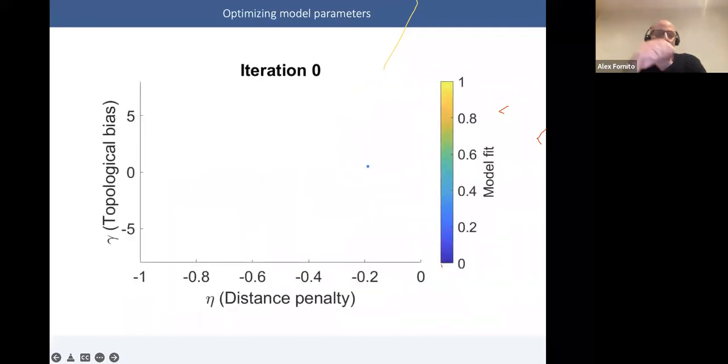Now, recall earlier I said that we've got some free parameters that are fitted to the data. So we've got the eta parameter, which determines the length scale of the exponential penalty, of the distance penalty. And we also have this gamma parameter here, which is the topological bias, so the bias for forming functionally valuable or topologically favorable connections. And we don't know what values of those we should choose.